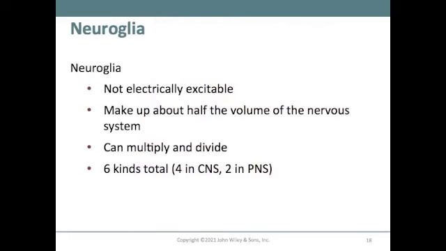Neuroglia is on page 427. So there are different kinds of cells that make up the nervous system, and one of them is neuroglia. The reason it's called neuroglia is because at some point in history, they didn't know that neuroglia were electrically excitable. They thought it was just what held the nervous system together, but now we know it's much more than that. So we can see here that neuroglia is not electrically excitable. It makes up about half the volume of the nervous system. They can multiply and divide, so like your cells, they can go through mitosis, and there are 6 kinds. There are 4 in the central nervous system, and there are 2 in the peripheral nervous system.